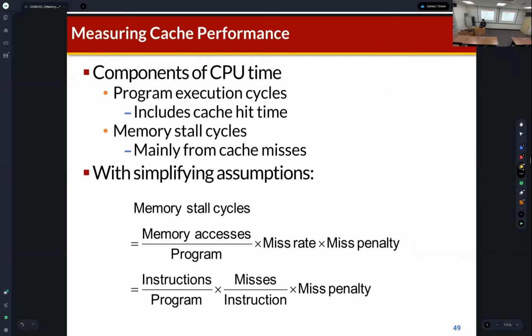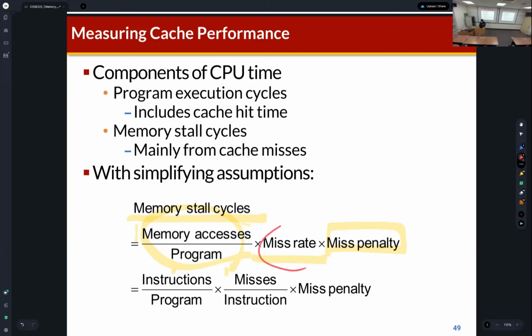We can simply calculate the memory stall cycles using this equation. The number of memory accesses per program, and then the miss penalty, which is the required cycles for one miss case, and the miss rate. This is the memory stall cycles by cache misses. The number of memory accesses per program, and then actually the miss rate is less than 1.